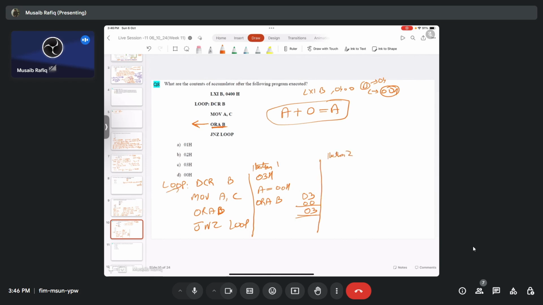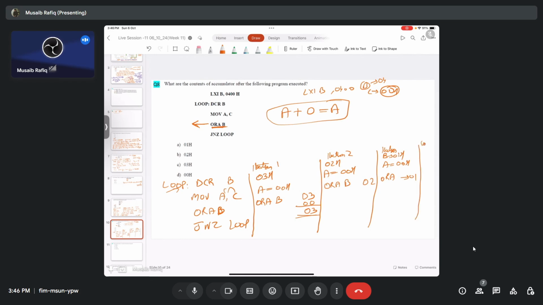In iteration 2, I'll have the decrement operation. So it was 03, now it will be 02. The contents of A will get loaded by C, so that is 00. Again OR of B, so it is 02, again non-zero. So iteration 3, B will be 01 hex. A will be loaded with C, so that will be 00. OR of accumulator contents with B, so it will be 01, again non-zero.